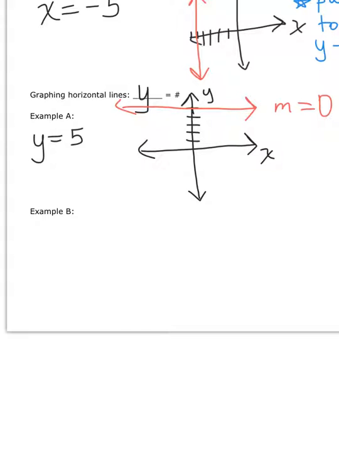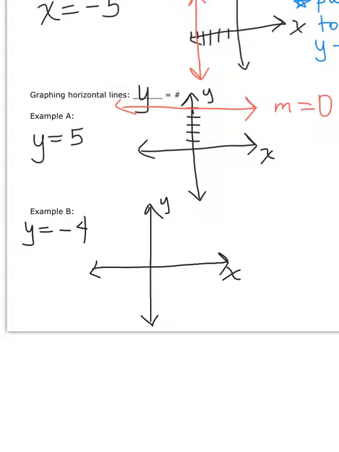Let's do another one. Let's do y is equal to, what do you think, Alberto? Can you give me a negative number? -4. Nice choice. -4 is a very nice number. So let's draw some axes, x and y. All right, so to graph this, I'm going to go to -4. 1, 2, 3, 4 on the y-axis. And I'm going to graph a horizontal line straight across.